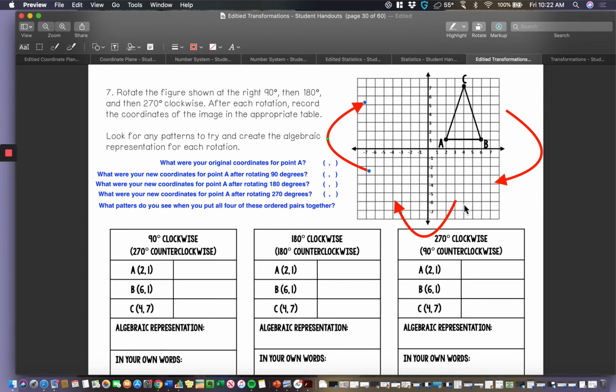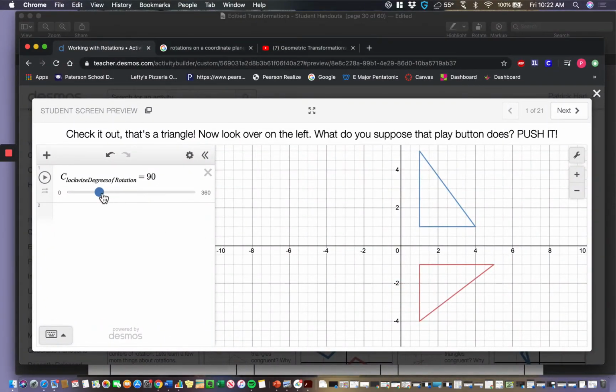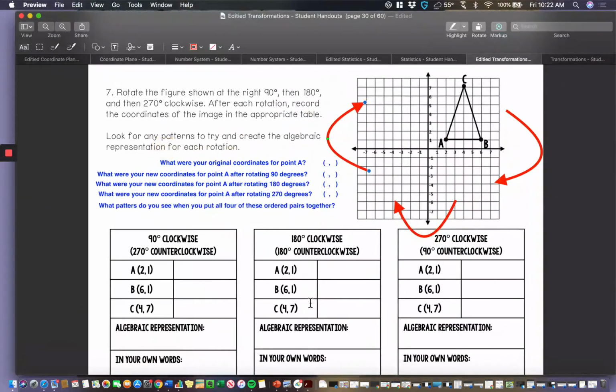Then, once it's there, you've got to rotate it there. When you're done rotating it there, you're going to see where the vertices line up when you plot those right here, the new coordinates there. It says, look for patterns and try to create the algebraic representation for each rotation.